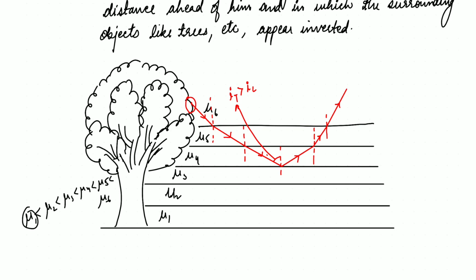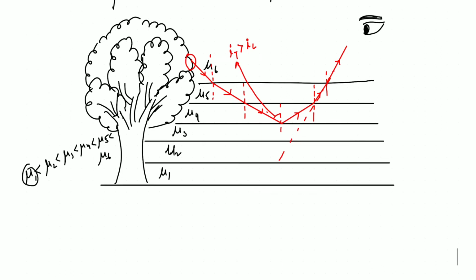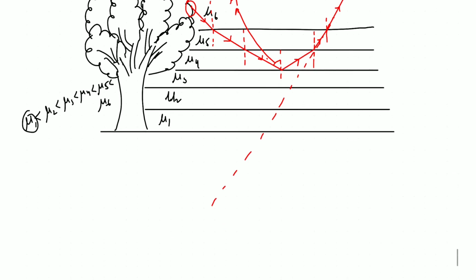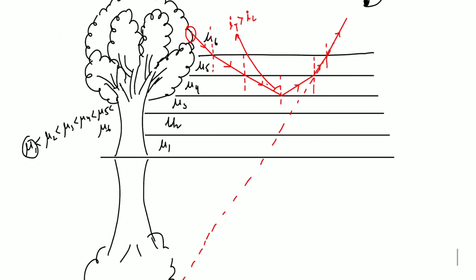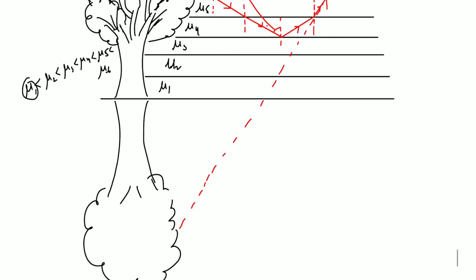And let's say we are watching from here, right? We are watching from here. So when we are watching from here, what is going to happen? If I extend it backward, you will see your tree is basically inverted, something like that. I hope you guys can understand that, right? Your tree will be something like that. You will see a virtual image of the tree, right? I hope you guys can see that. So basically we will see an inverted image of the tree.